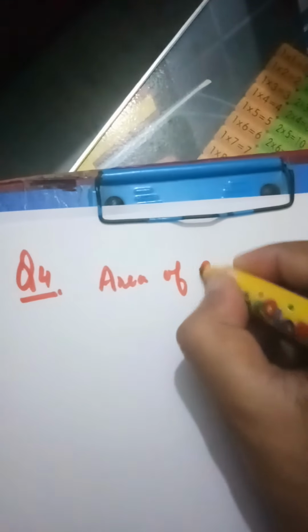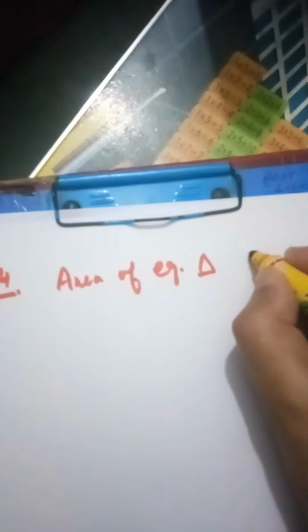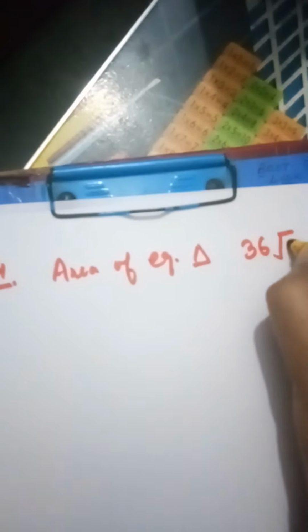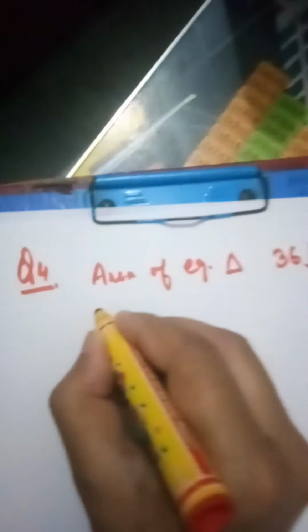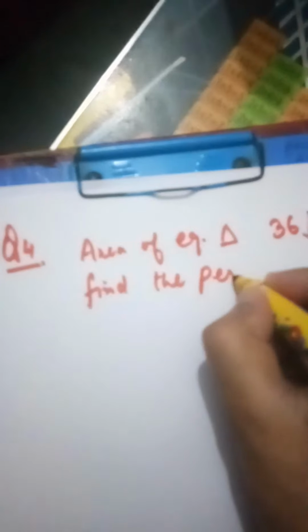Suppose my next problem, the fourth problem, is like this: the area of an equilateral triangle is given to you. Suppose I take it as equal to 36 root 3 meter square, and find the perimeter. What about this type of question? How will you go for that?